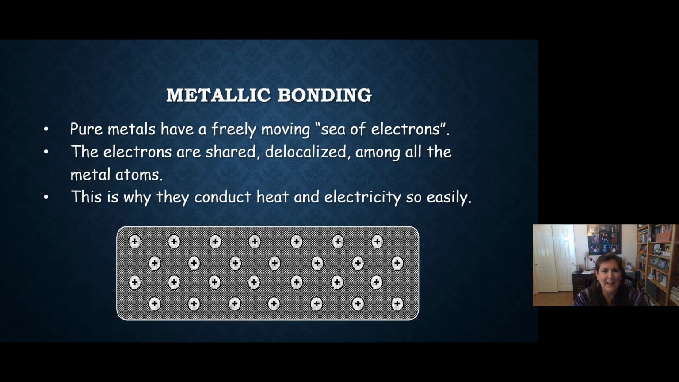All right, metallic bonding. We don't cover metallic bonding in Chem 130. We just wanted you to know it exists, but we're really not going to talk about it. Pure metals like silver and gold have a moving sea of electrons. The electrons are all shared and flow around with the metal atoms. This is why they can conduct electricity so easily, because those electrons can flow. But we're really not going to talk about metallic bonding in this course.